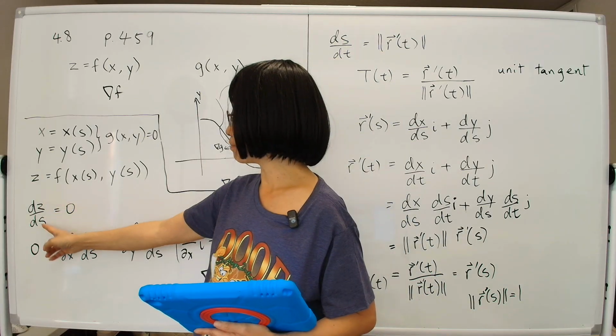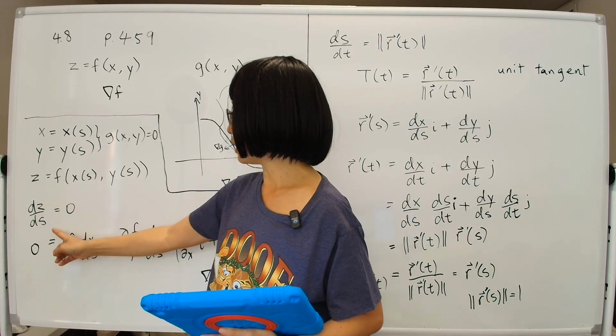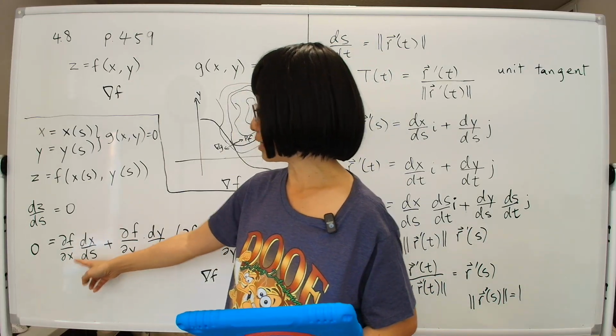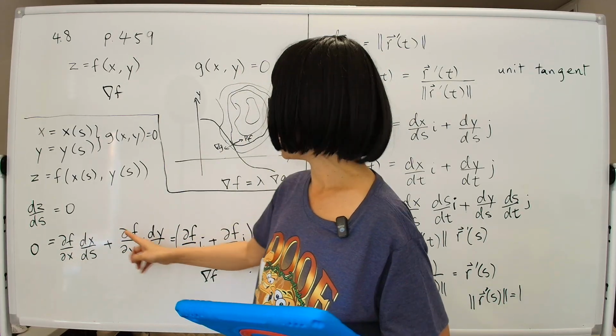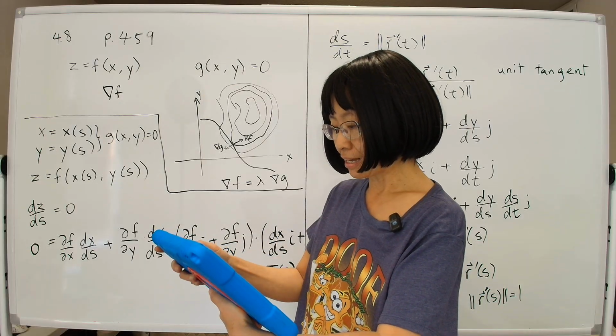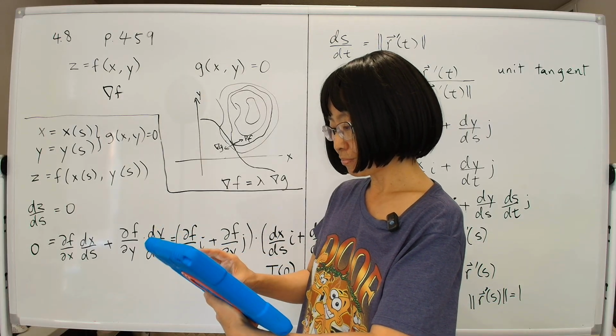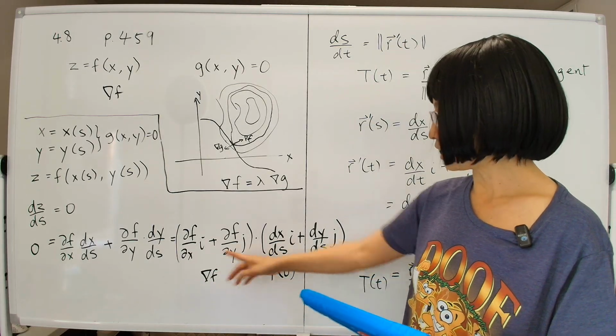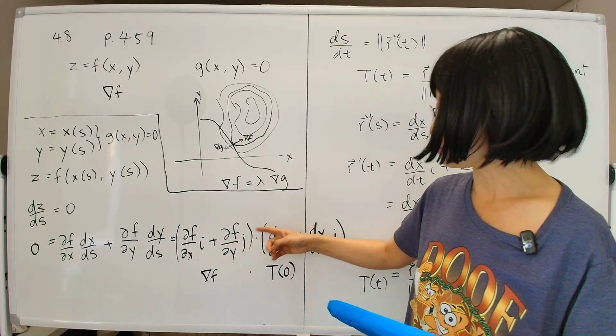What is dz/ds? By the chain rule, dz/ds is equal to partial f partial x times dx/ds, plus the y part, partial f partial y times dy/ds. Now this is fine. And the next line, your book has it way off. It should read something like this. I mean, it's obvious it should.